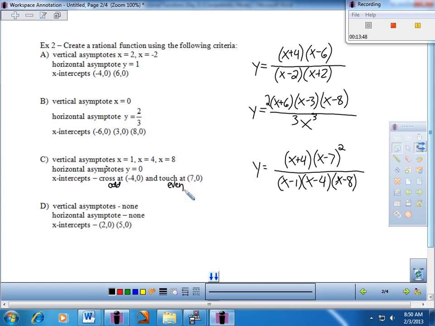Okay, horizontal asymptote looks like singular y equals 0, and well, let's see if it's going to 0 right now. So right now I have x cubed on top, I have x cubed on the bottom.